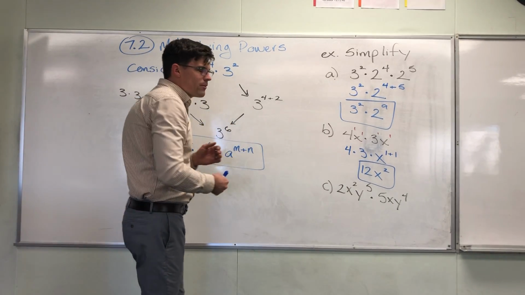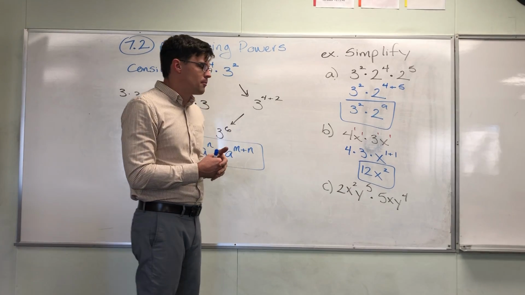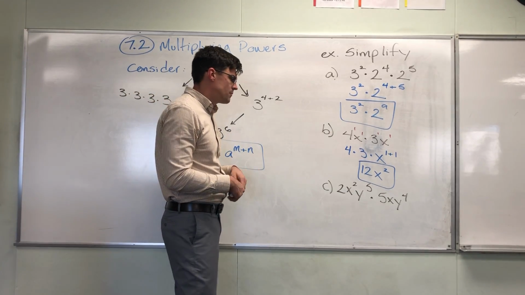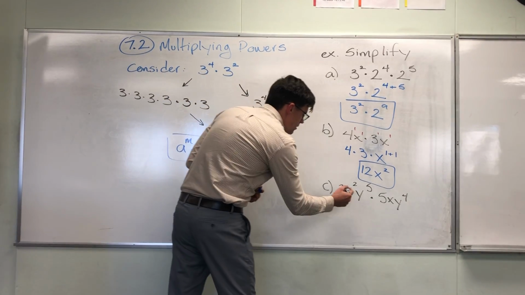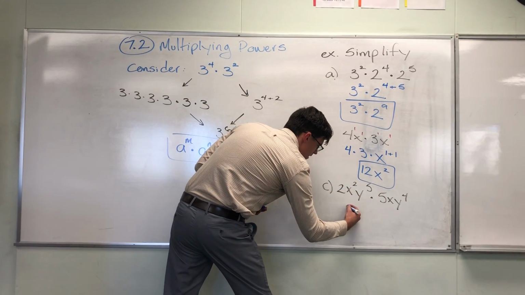So with this last problem, we've got numbers and we have variables. So here's what I'd like you guys to do. I'd like you to start by multiplying the big numbers together. 2 times 5, that's 10.